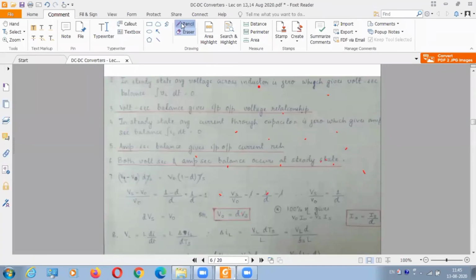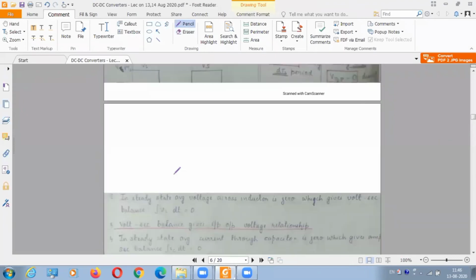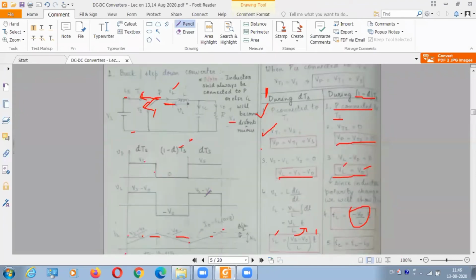Now point number 7, we are jumping. Using volt-second balance, the average value of the voltage across the inductor will be 0. Now going to this one, voltage across the inductor, VL, right? So this area and this area will be the same. We'll take only the magnitudes. This area is how much? Vs minus V0, and the x-axis is DTs. So (Vs minus V0) into DTs is equal to V0 into (1 minus D)Ts. So both areas will be equal.